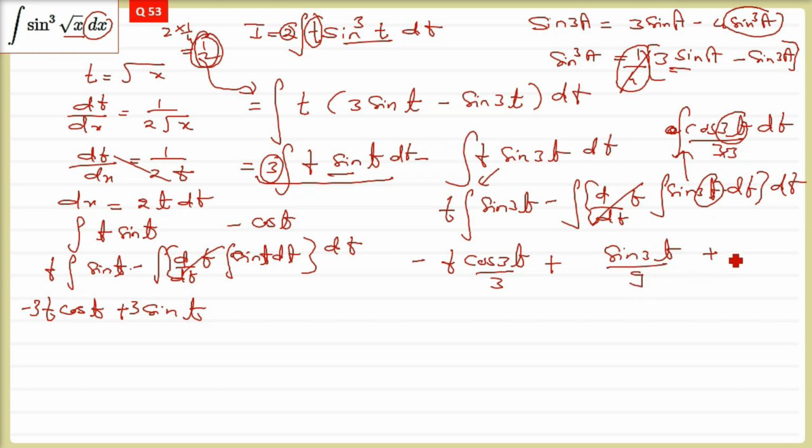Both will have some constant of integration. We'll combine them in a final constant of integration. Half is already there, so just multiply everything by half now.